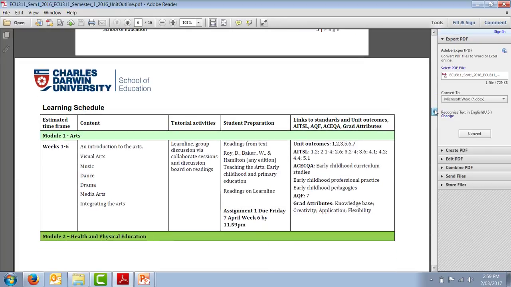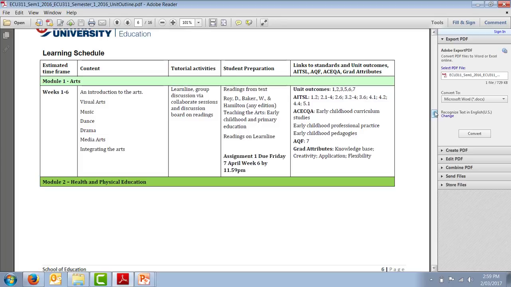Here's what we'll go through each week. So we've got weeks 1 to 6, which are all on the arts. We'll be using LearnLine. The group discussions, we'll be doing a discussion board for that. I'll be doing this Camtasia recording each week, and we'll also be doing a few Collaborate sessions throughout the semester. So I'm looking at probably 4, possibly 5, and the first one will be next week.